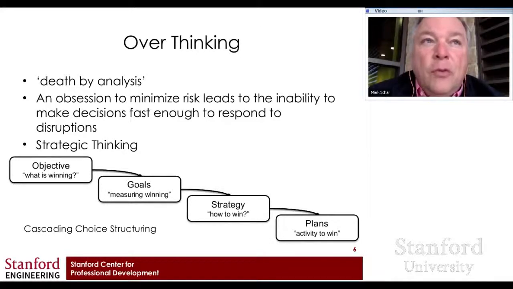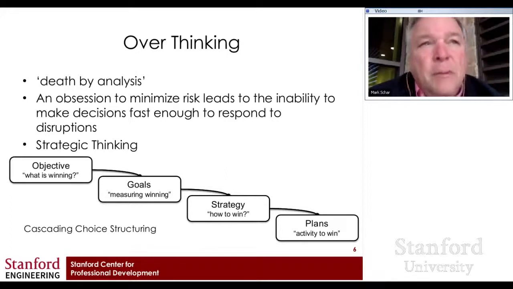Strategic thinking also lends itself to having things fall into boxes. What you see on this slide is a thinking process called cascading choice structuring. And you can see where you start with the big idea, which is what are we trying to do, what is winning. You then translate that into goals, so how are we going to measure winning. What comes out of that is a strategy, how do we win, and then finally that turns into a plan. And it's very orderly. It goes from the big ideas to the more granular plans.